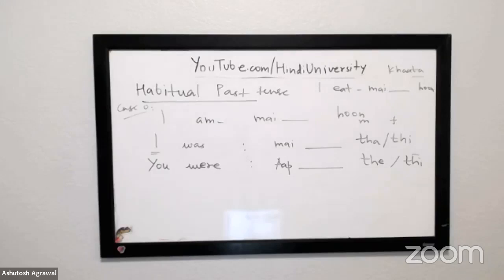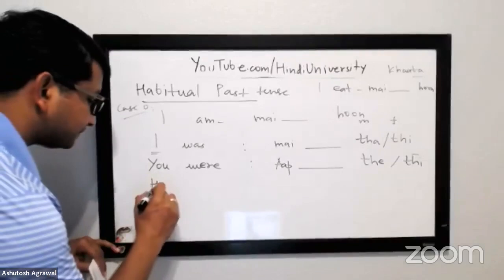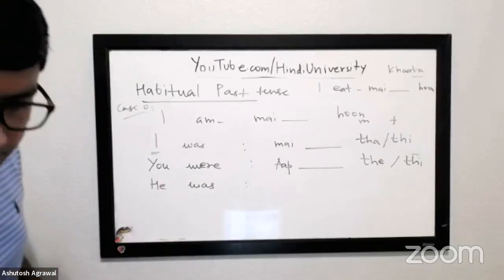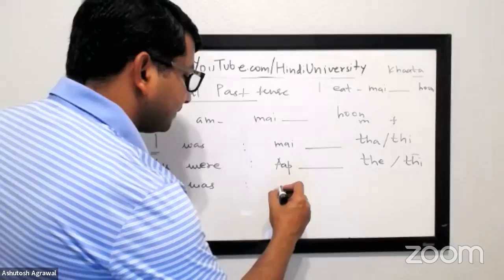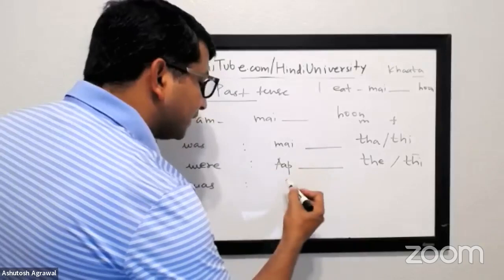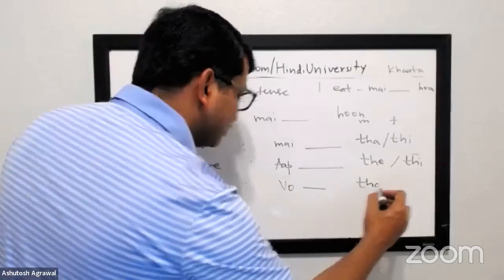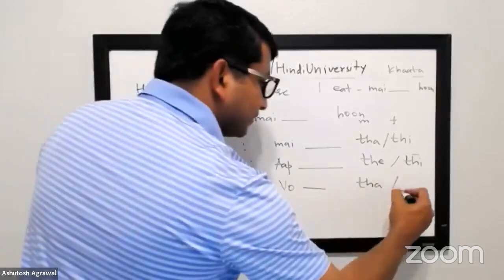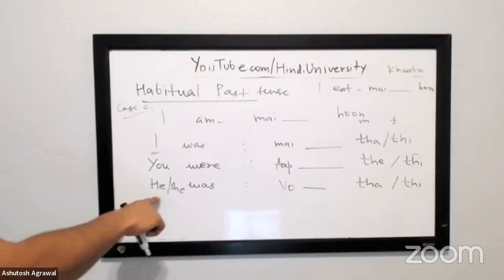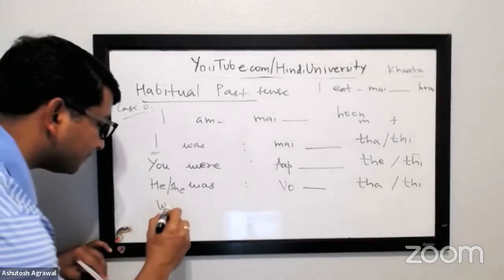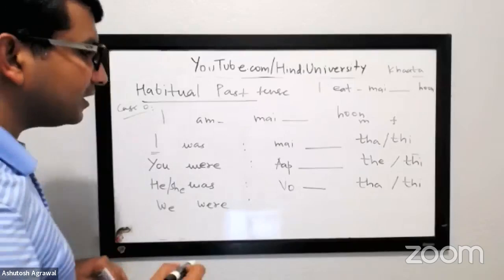Then let's say he was. Who would go with that? Let's say Akhil ji. He was would be wo tha. Colloquially it's wo, though formally it's vah. So you would say wo tha. Similarly, for she it would be wo thi. Very good. Wo thi. So we did I, you, and then he and she, and now let's do we. Hopefully it should be simple. We were. Who would do that? How do you say that? Hum.